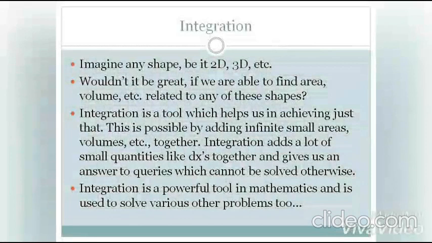Let us move on to integration. Imagine any shape. It may be 2-dimensional or 3-dimensional. Wouldn't it be great if we were able to find its area, volume, etc.? Integration is a tool which helps us in achieving just that. This is possible by adding infinitely small areas and volumes together. Integration adds a lot of quantities like dx's together and gives us an answer to queries which cannot be solved otherwise. So integration is a powerful tool in mathematics and is used to solve various other problems too.